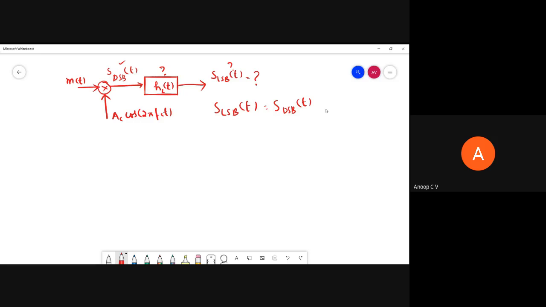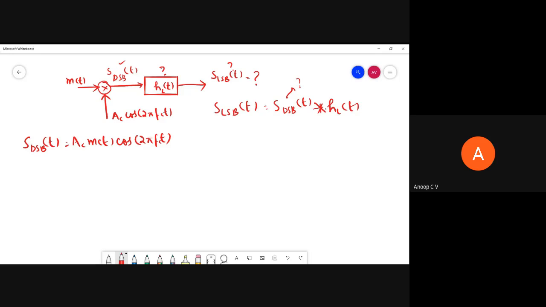Right. So yeah, it will be S_DSB(t) convolved with h_L(t). Now we know what this S_DSB(t) is. Maybe I'll write it here. S_DSB(t) is nothing but A_c times m(t) into cos 2 pi f_c t.